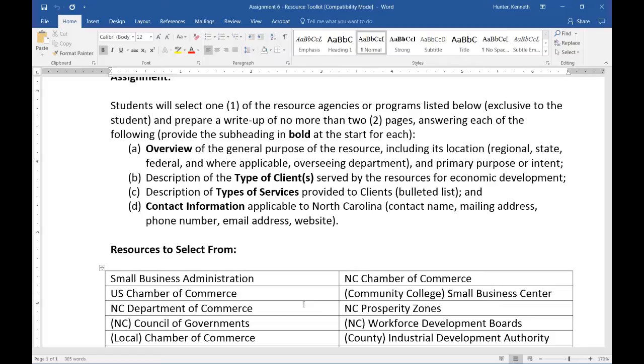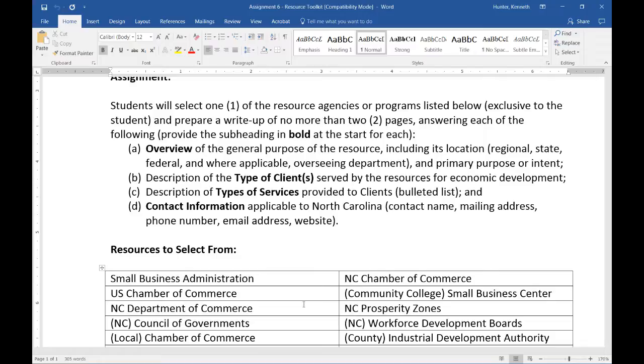You're going to write an overview about what the organization is and what it does, where it's located, and if it's an agency under an existing state or federal department, where it would be under, as well as what it does, what its primary purpose is. Talk about the types of clients it serves.